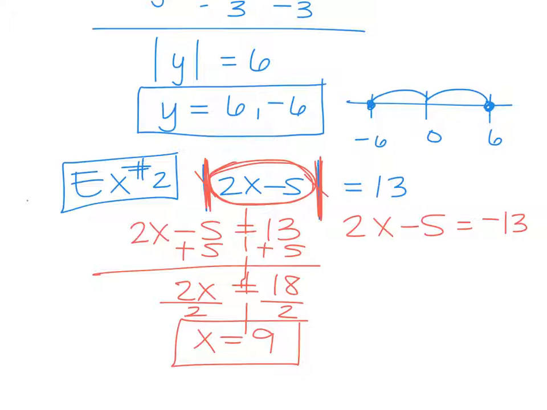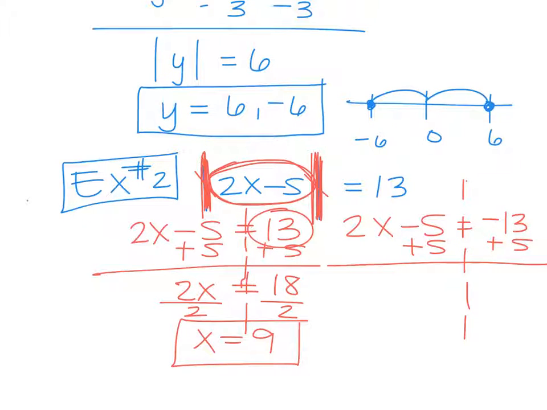Okay, but then you have to solve the other one also. Add 5 here. Here's where you have to be a little bit careful. You have a negative 13 plus 5. Why? Because it's absolute value, right? Absolute value can equal the positive or the negative. So you set it equal to the positive here and the negative here.